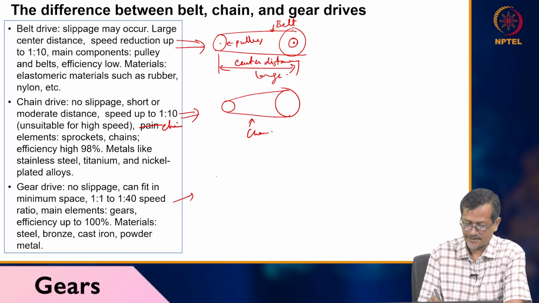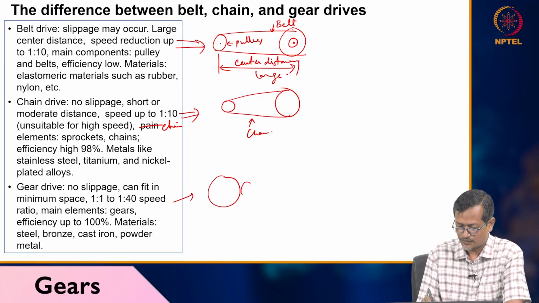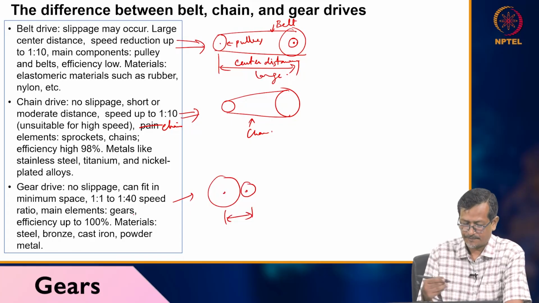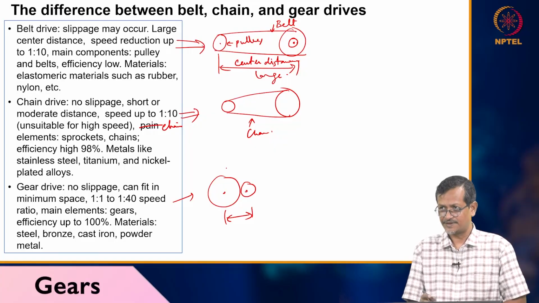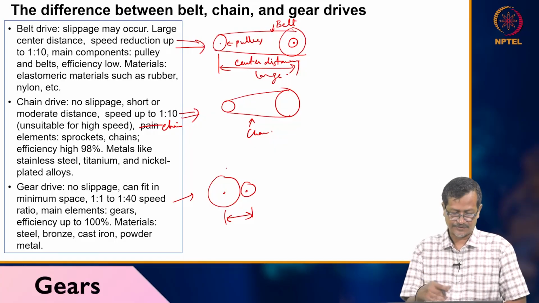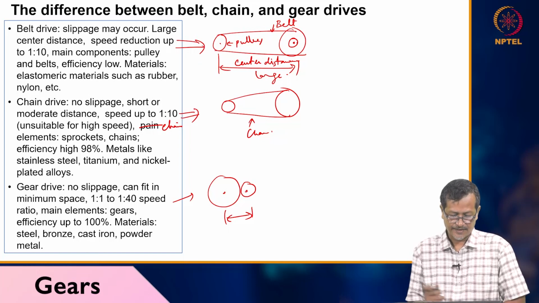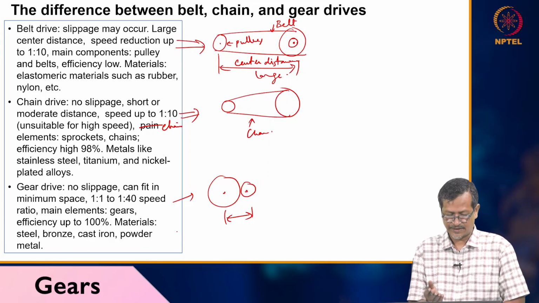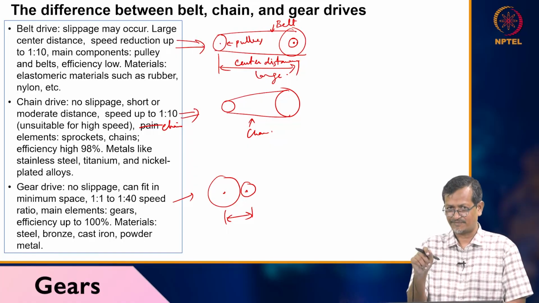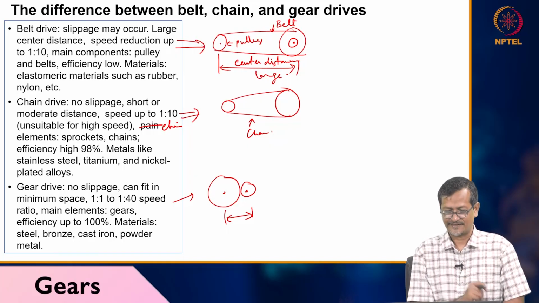And for gear drive, you have seen two gears meeting each other, and center distance is very low. Okay, and gear ratio can be like 1:40, so very high speed reduction or speed increase is possible using your gear drive. The main drive element is the gear, and efficiency can be very high, like they are saying up to 100%. 100% is not possible anyway, but they say 99%. Material can be steel, bronze, cast iron, powder metal. For toys you have plastic gears also available, right?